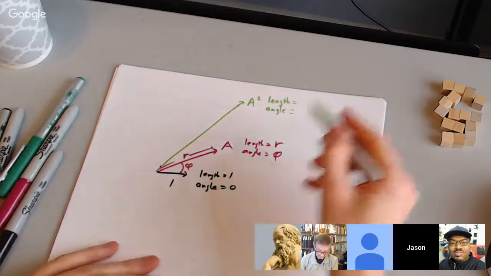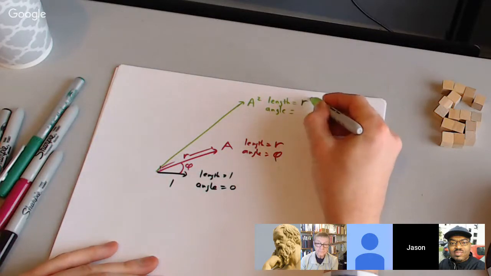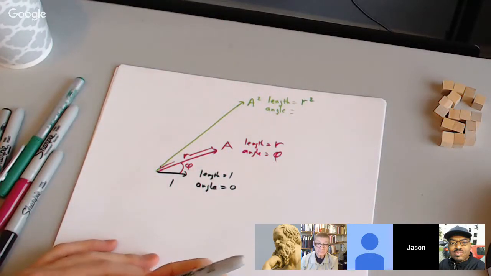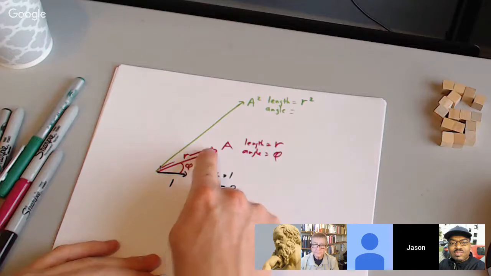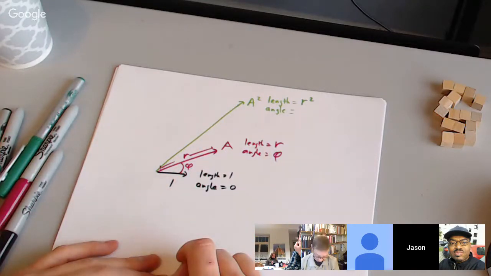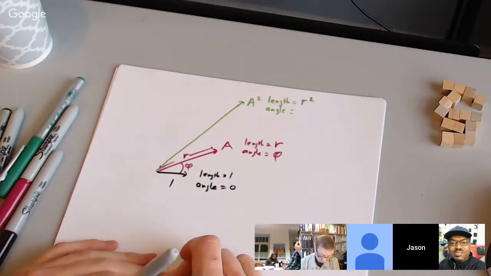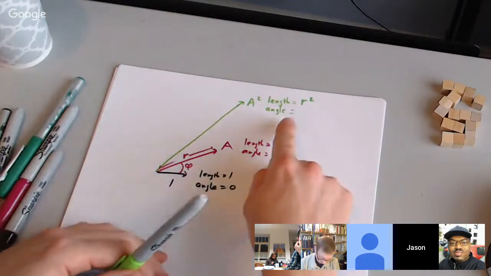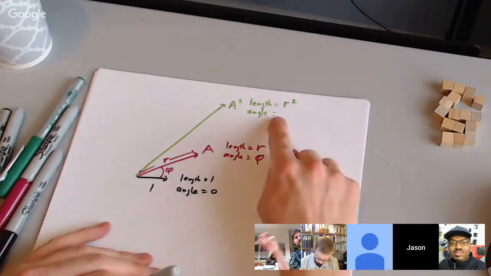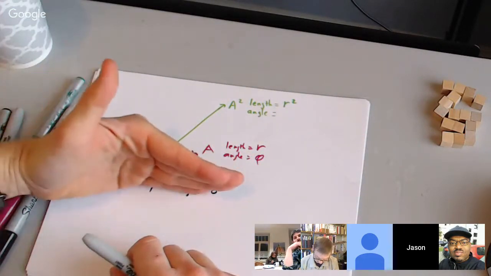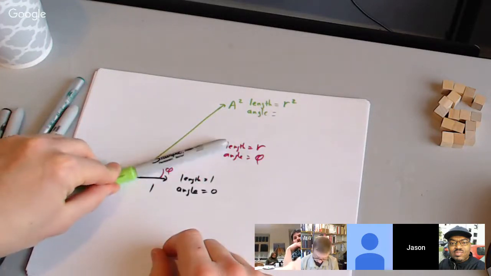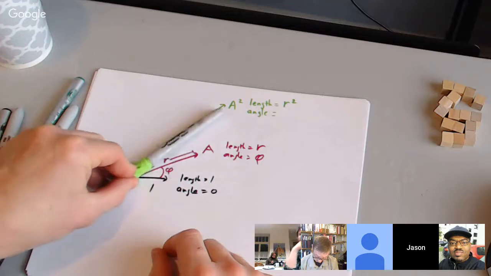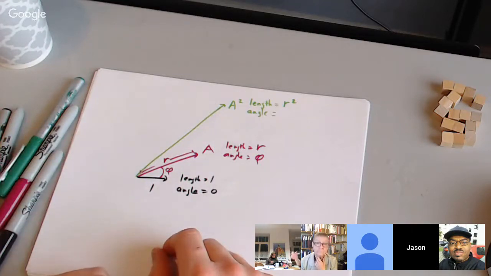In general, its length is r squared. In terms of the lengths, 1 is to r as r is to r squared. Then if we look at the angle, if the angle of rotation to get from 1 to a was phi, what's the total amount of rotation to get to a squared?